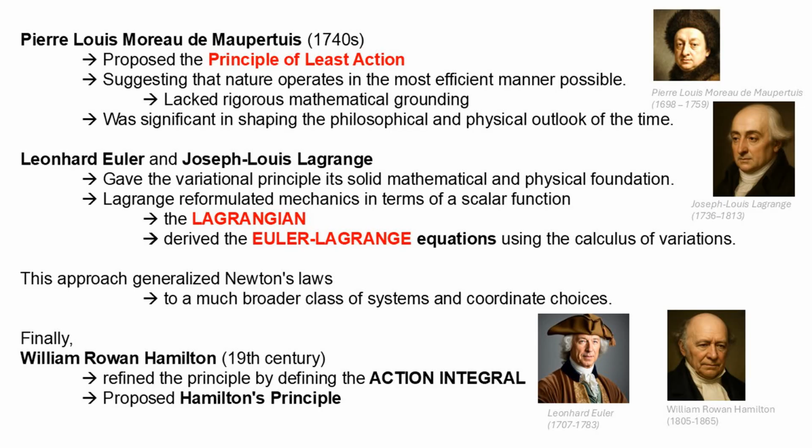In the 19th century, William Rowan Hamilton refined the variational framework by introducing the action integral and articulating Hamilton's principle, which states that the true path of a system is the one that makes the action stationary. Hamilton's formulation unified and extended earlier work, laying the groundwork for modern theoretical physics, including quantum mechanics and field theory.